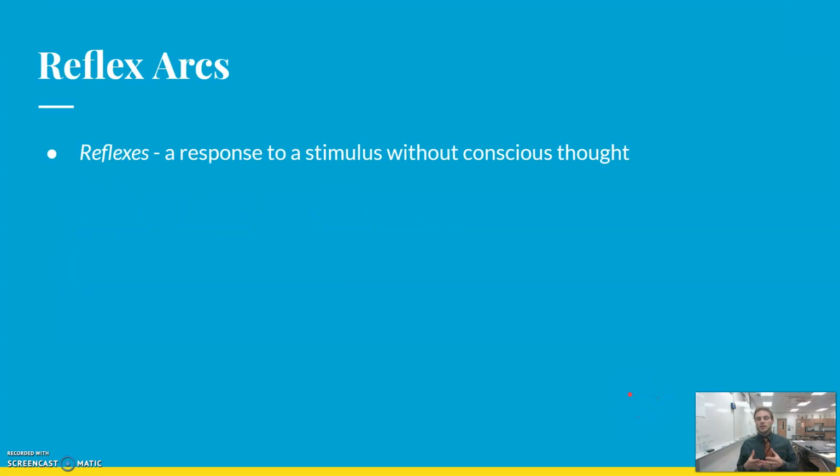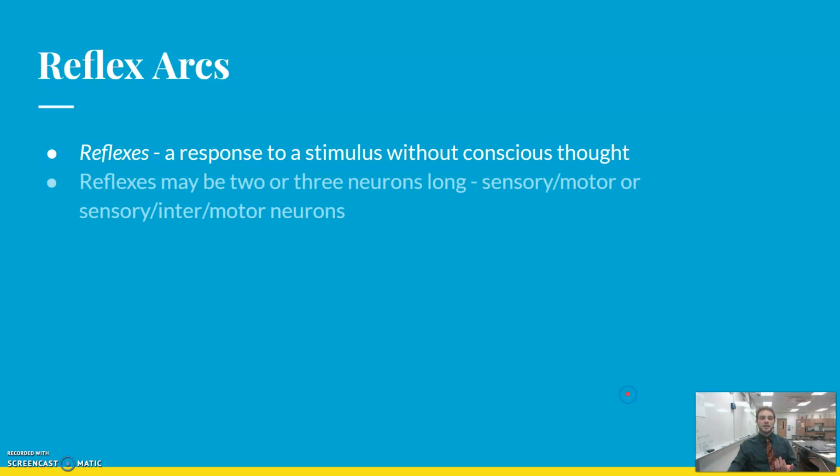So in a reflex arc, we got to go over some vocabulary here. You have a reflex, first of all. Many of you are familiar with reflexes. It is some sort of response to a stimulus that you don't even have to think about. There is no conscious thought involved. In the human body, a reflex might be 2 or 3 neurons long, depending on the type of reflex. It can go straight from a sensory neuron to a motor neuron, or it might go from a sensory neuron to an interneuron to a motor neuron.